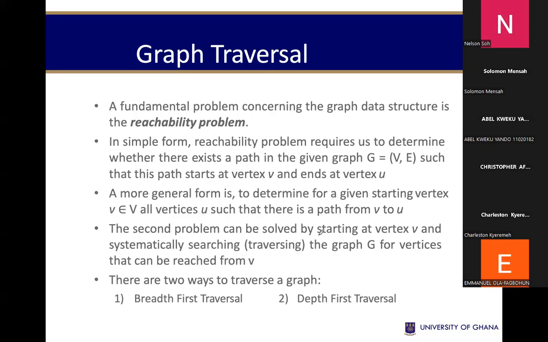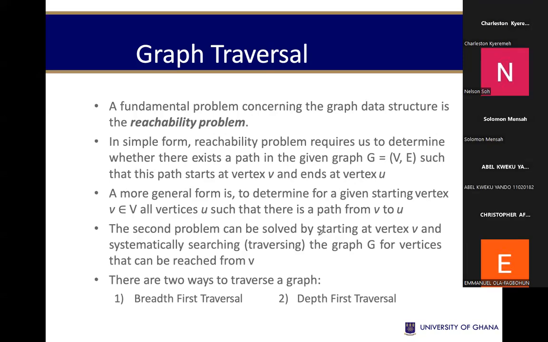Now, there are instances whereby we need to visit the various vertices in a particular graph. So we need to know how we can use an algorithm to do that kind of graph visitation or graph traversal. There are two main ways to traverse a graph. The first one is what we refer to as the breadth first traversal or visit. And the last one is what we refer to as the depth first traversal or visit.